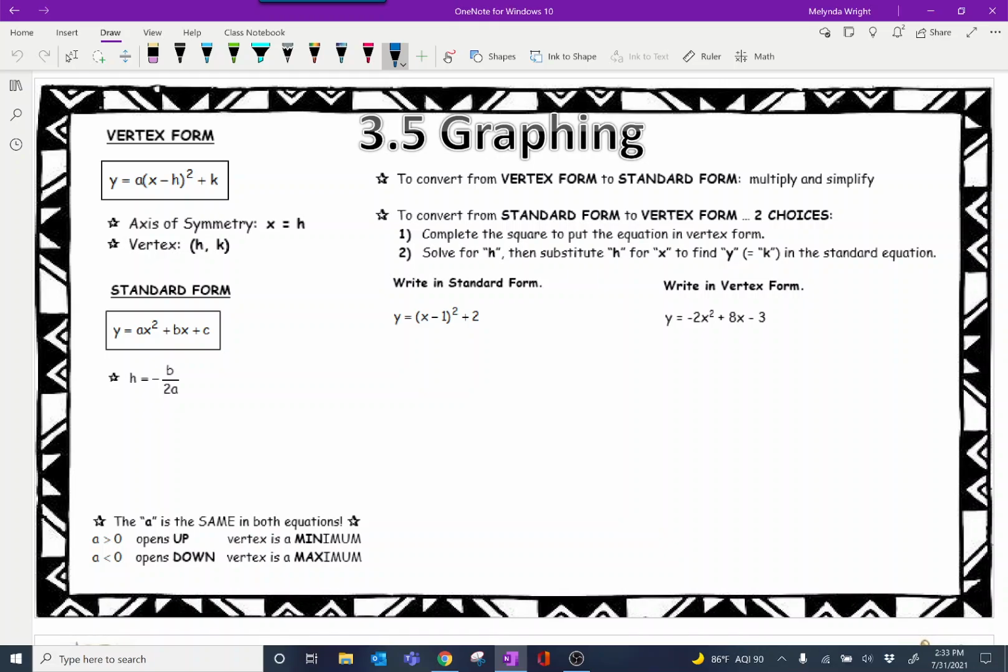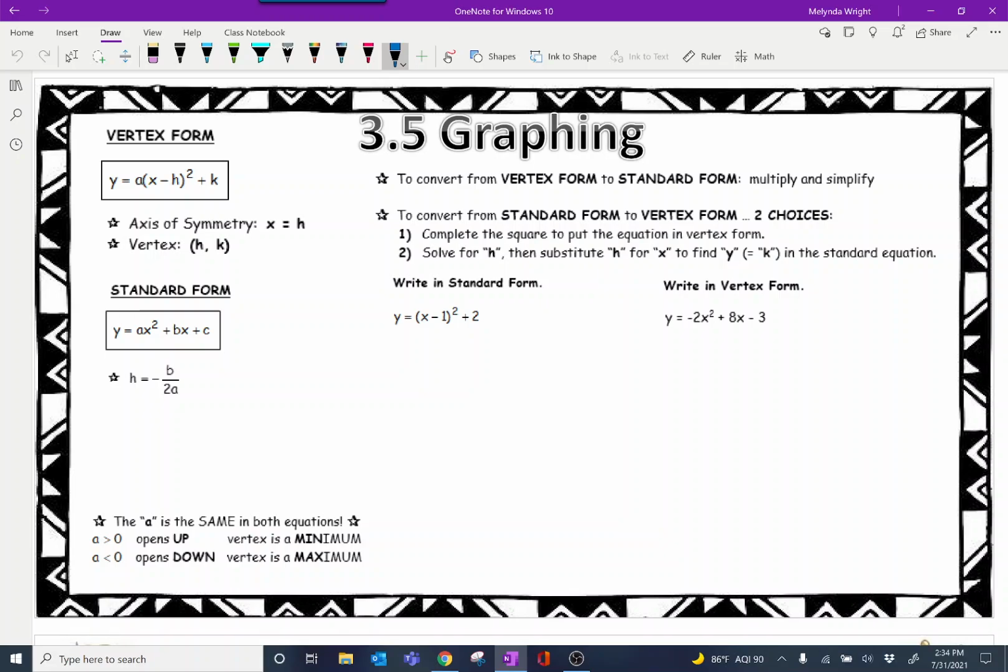Alright, let's take a look at our lesson on graphing quadratics. Before we jump into the graphing, what I'd like to do is to work a bit on the different forms, the vertex form, standard form, writing the equation of a quadratic, a parabola. It's pretty important actually.